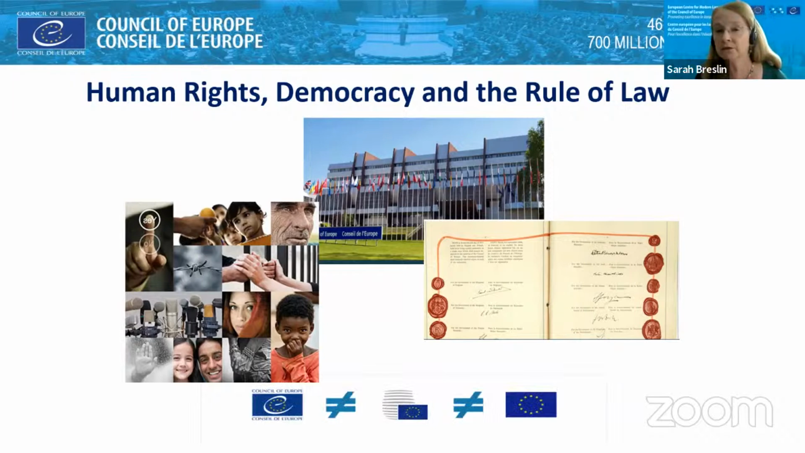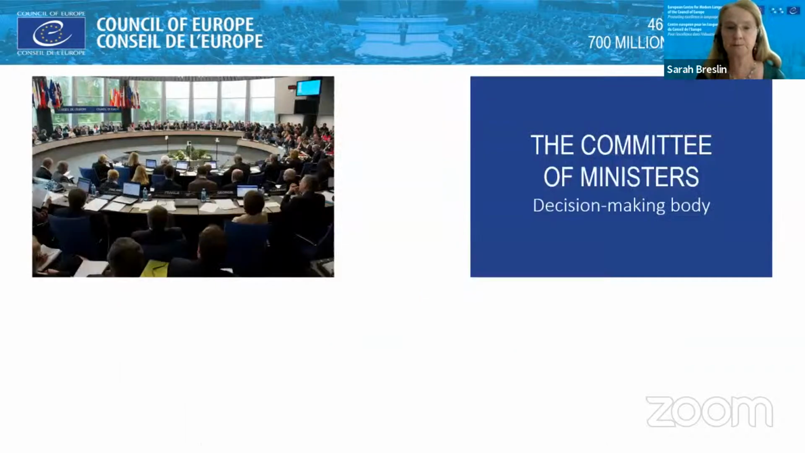Sometimes it's easy to confuse the European institutions. The Council of Europe is not the European Council. The European Council is the decision-making body of the European Union. The European Union has 27 member states, and no country has ever joined the EU without first being a member of the Council of Europe. So two different organisations, but ones that work very closely together.